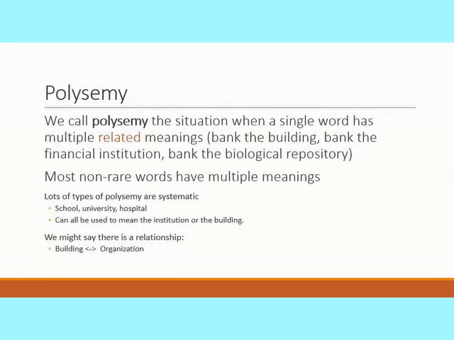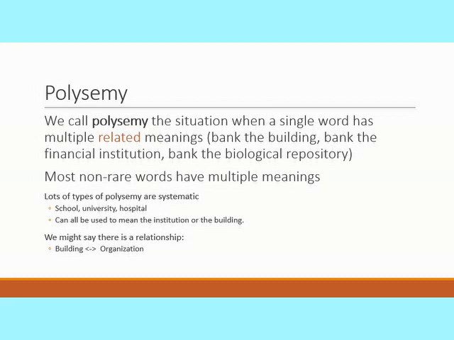Polysemy. We call polysemy the situation when a single word has multiple related meanings. Bank, the building; bank, the financial institution; and bank, the biological repository. They all mean the same thing, but can be used in different contexts depending on the sentence or what you're trying to say.